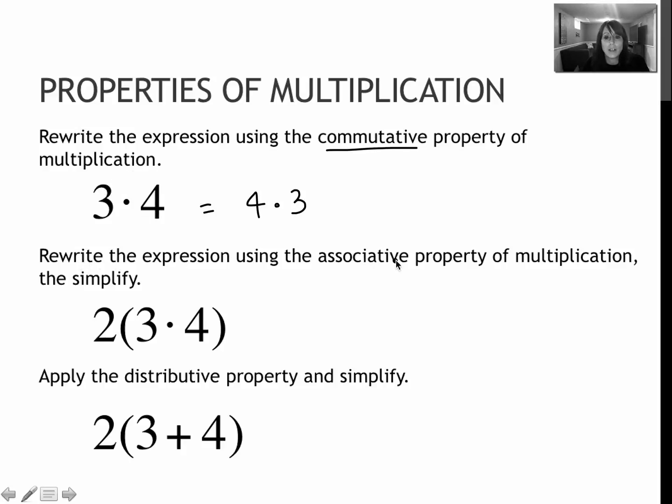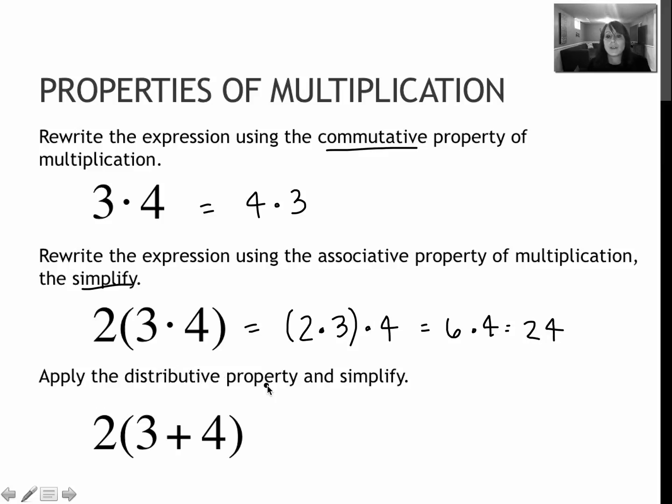For my second one, the associative property has to do with grouping. So instead of 2 and then parenthesis 3 times 4, I would write 2 times 3, and then 4. If you want to put the times, you can. If you want to write it right next to it like I did on the last page, you're welcome to do that as well. And for this one, notice, they did ask me to simplify. Coming back to this one, 2 times 3 is 6, and then 6 times 4 is 24.